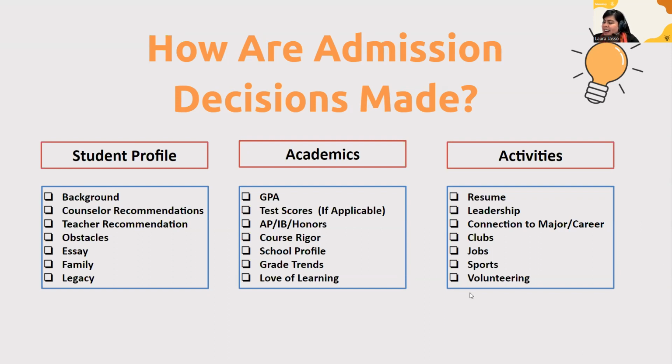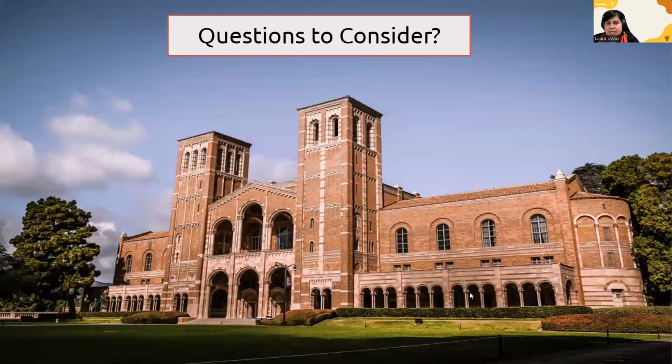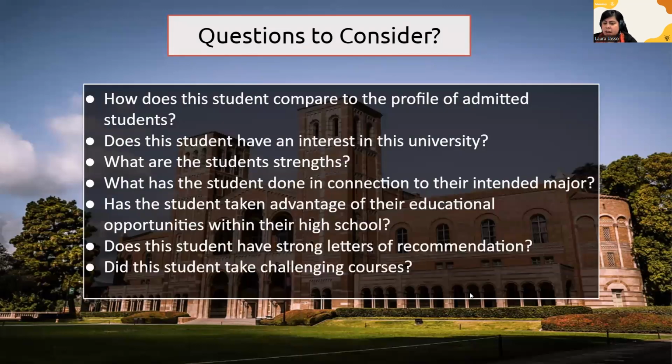So now that we know that's the evaluation process, let's consider a few questions as we move forward. How does the student compare to the profile of admitted students? This means, is the student in that GPA range? Remember, we talked about that 3.65 to 3.98 unweighted GPA. Do they fall in that range?